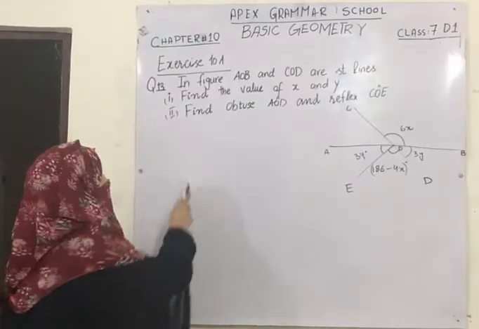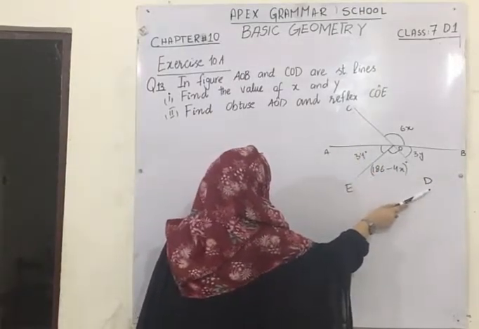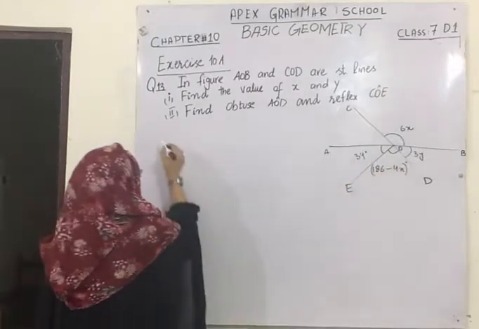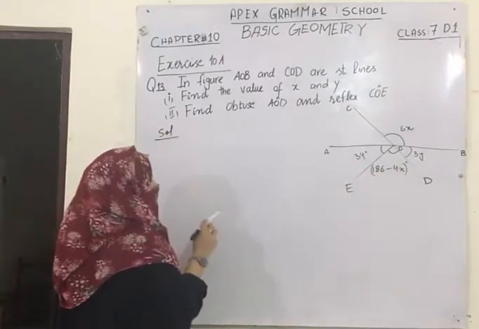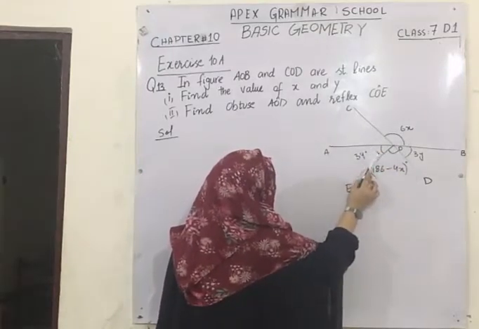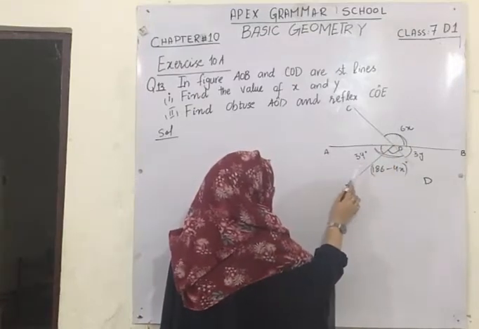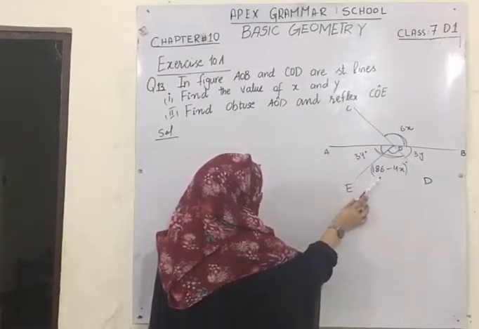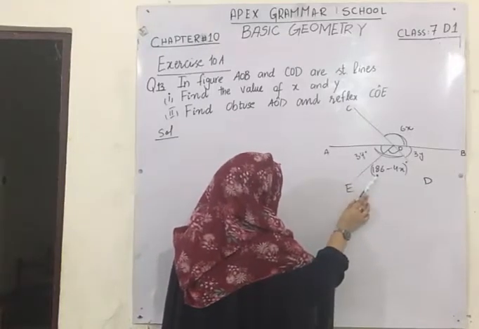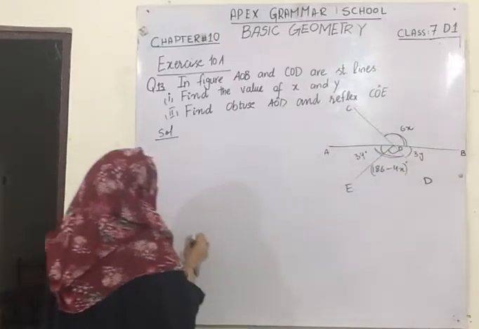Question number 13, you are given that AOB and COD are straight lines. In the first part, we have to find the value of X and Y. For this, you need to look at the picture closely, in which you can see that 6x and this angle are vertically opposite. If this is 34 and this is 186 minus 4x, then the complete angle will be 34 plus 186 minus 4x. These two are vertically opposite angles, hence they would be equal.